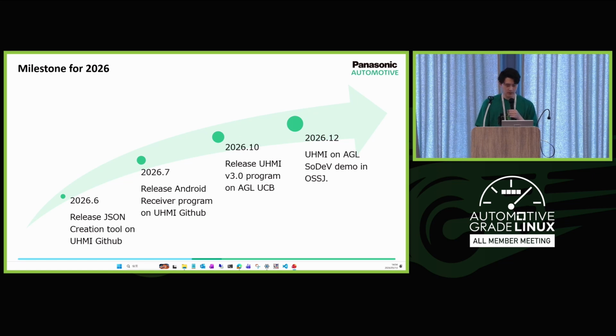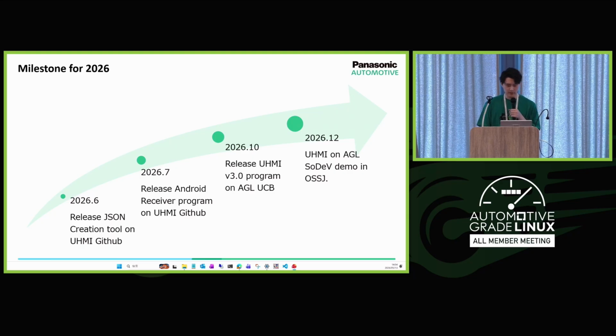In October, we aim to upstream Unified HMI version 3 to AGL UCB. And finally, at Open Source Summit Japan in December, we plan to demonstrate Unified HMI running on SODEV. Through these milestones, we want to make Unified HMI easier to try, easier to integrate, and easier to evolve together with the community.